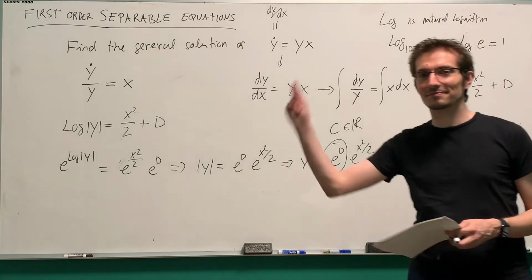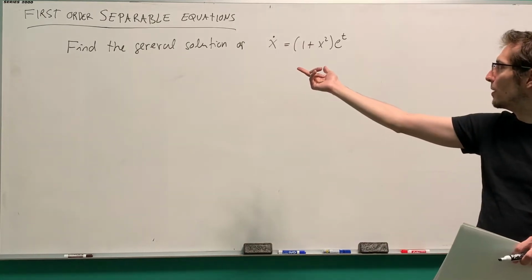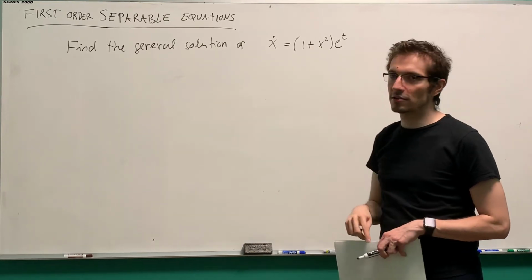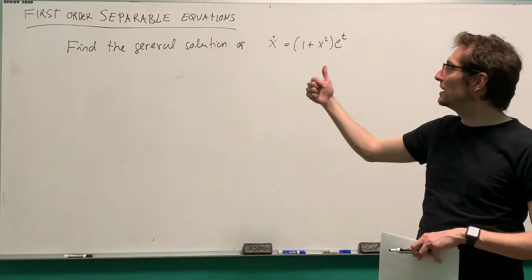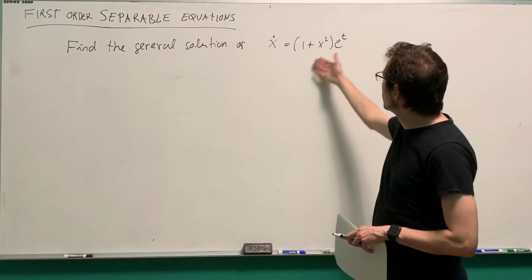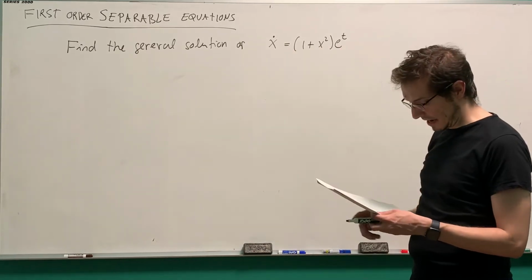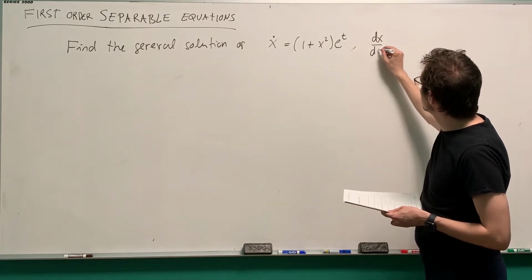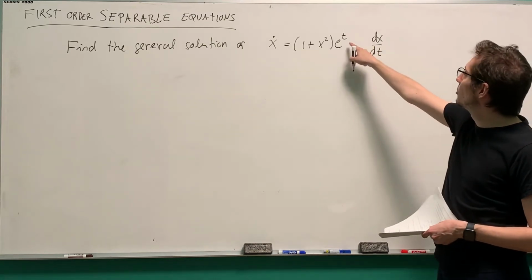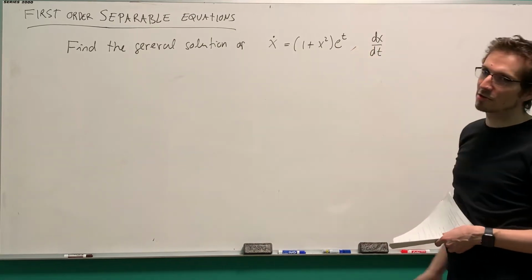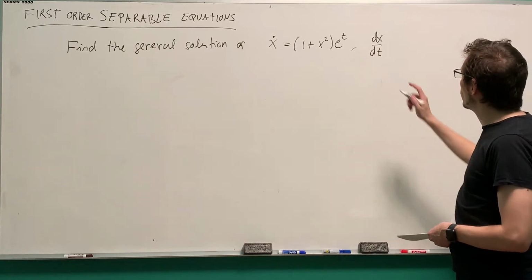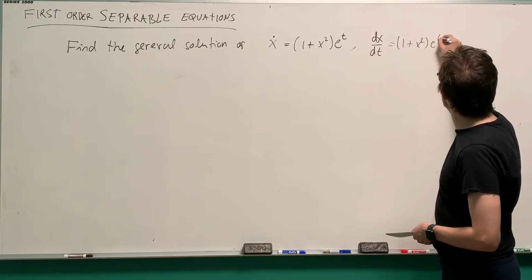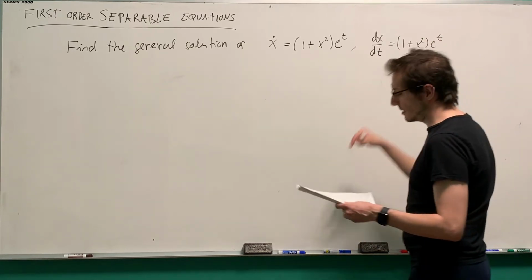Let's do another example. We're asking for the general solution to this equation here. Again, this is a first order ODE, and it looks separable to me. I can put all the x's here and all the t's on the other side. Let's write it explicitly in terms of the derivative for now. The independent variable is t, the dependent variable is x in this case, so the solution would be x as a function of t. I have that on the left, that's equal to 1 plus x squared e to the t. Definitely, I can put all the x's on the left, all the t's on the right.